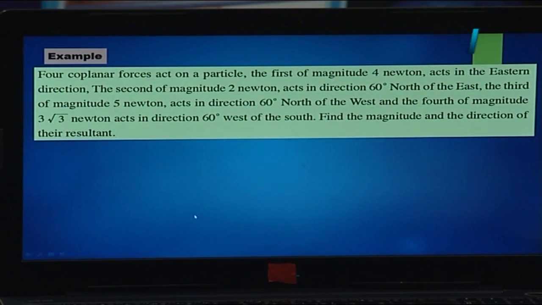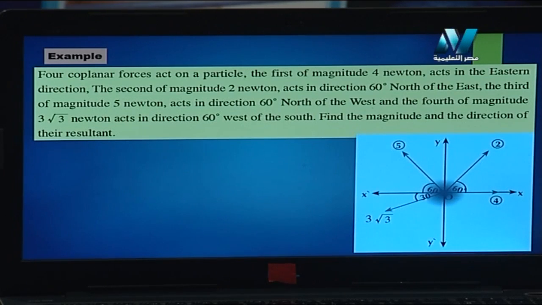Example: we have here 4 coplanar forces acting at a particle. The first, of magnitude 4 newtons, acts in the eastern direction. The second, of magnitude 2 newtons, acts in direction 60 north of east. The third, of magnitude 5 newtons, acts in direction 60 north of west. And the fourth, of magnitude 3√3 newtons, acts in direction 60 south of east. Find the magnitude and direction of the resultant.